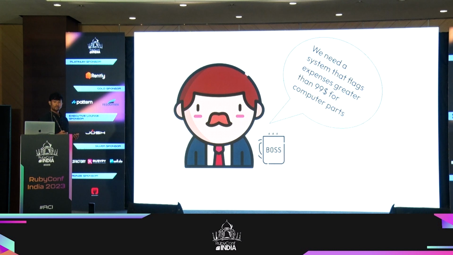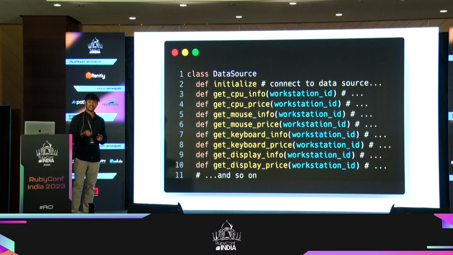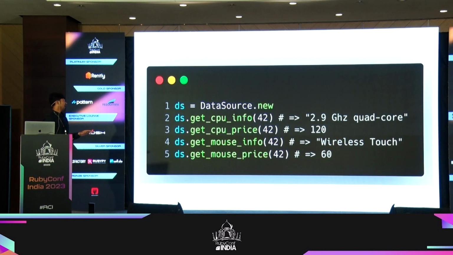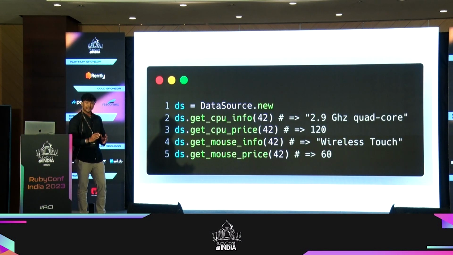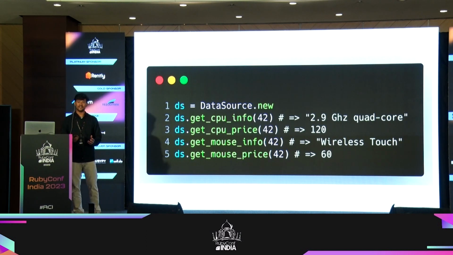Then in the next few minutes, the boss gives a good context of the system, right? So he says, you already have a data source in the system which has these methods. If you call cpu_info, mouse_info, keyboard_price, it will return you the information. The boss is technically smart as well as knows how to make people work. So he says you have this data source in place and it will give the information. What I want is you create a wrapper around this and flag the expenses which are greater than 99.